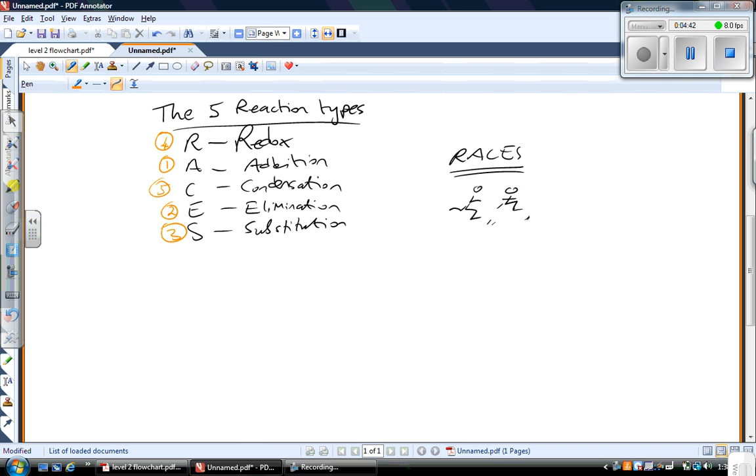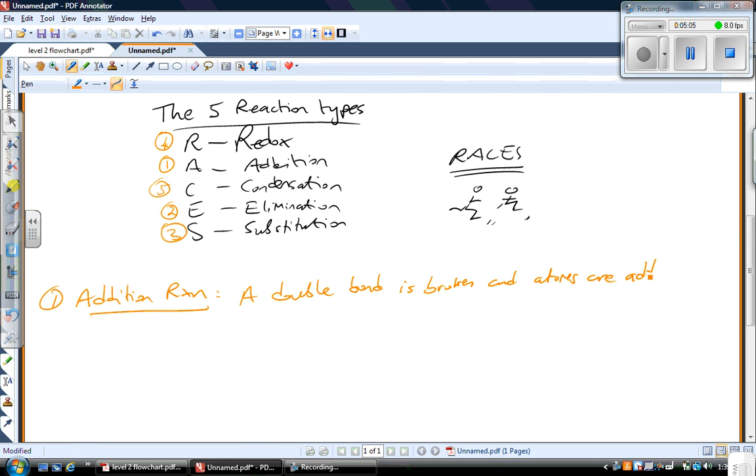So the first thing I want to talk about then is addition reactions. So number 1, addition reactions. So an addition reaction, simple definition for it is that it involves a double bond being attacked or broken. So a double bond is broken, and atoms are added into the molecule.